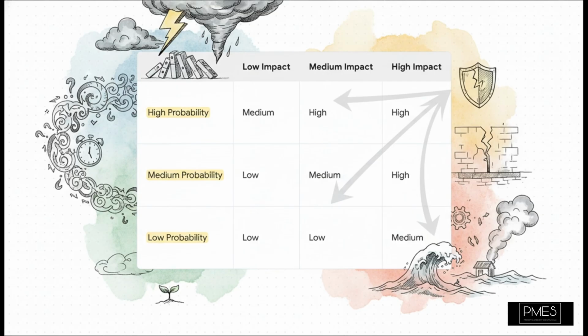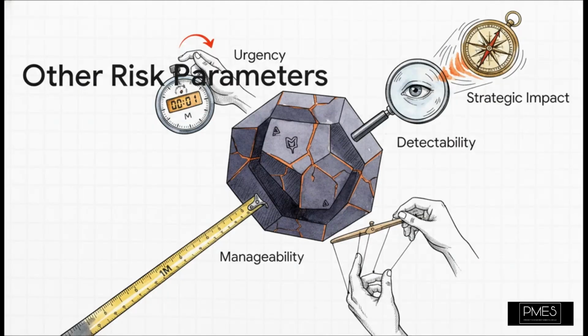You just plot each risk based on its probability and impact, and bam, you can instantly see which risks are in that high priority red zone, telling you exactly where you need to focus. But a truly robust analysis goes even deeper. You can ask other questions to get a much richer picture of each risk.